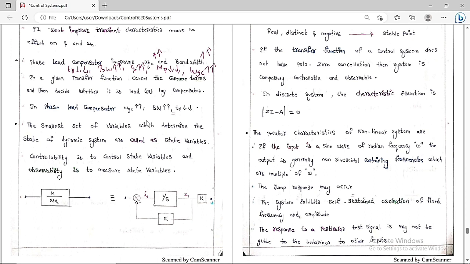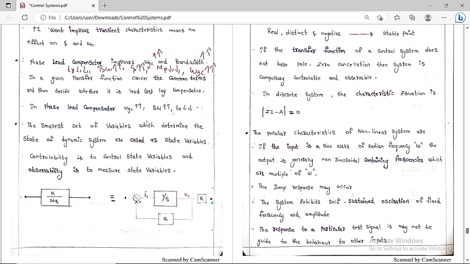The next point is, controllability is basically used to control the state variables, whereas observability is basically used to measure the state variables. So this point you always have to keep in your mind.